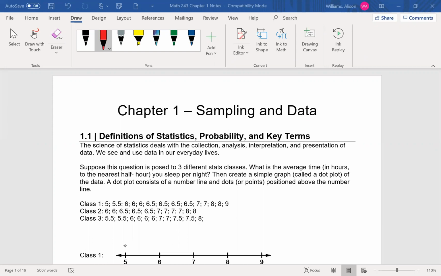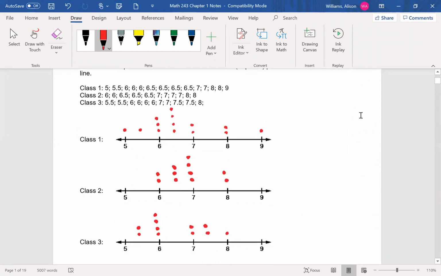So I'm going to go ahead and graph this. I'm going to put a dot above the 5. And then I'm going to go ahead and put a dot above 5.5, so in the middle there. And then I have 3 dots at 6, so I'm just going to stack them on top of each other. 4 dots at 6.5, 2 dots at 7, 2 at 8, and 1 at 9. Now I went ahead and already did dot plots for the next 2 classes, if you want to go ahead and pause the video and put those down.